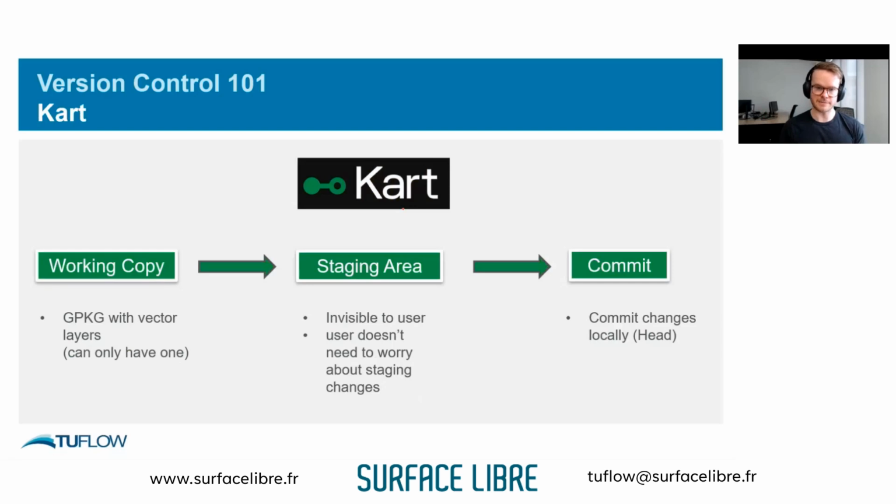KART, being very similar as it's built on Git, has the same 3 stages. The working copy is the geopackage, and it can only be a single geopackage. So the repo is associated with a single geopackage database, which TUFLOW will read from. And then the staging area, the only difference is the staging area is largely invisible. You don't really need to worry about that. Essentially, you edit the geopackage, then you commit your changes. You go back, edit the geopackage, commit your changes, then you push that up to the remote.